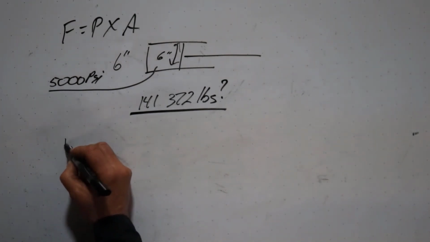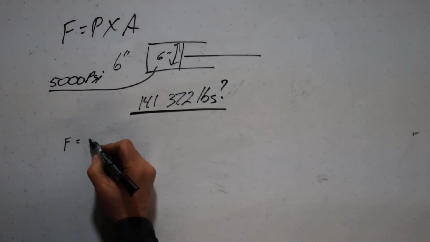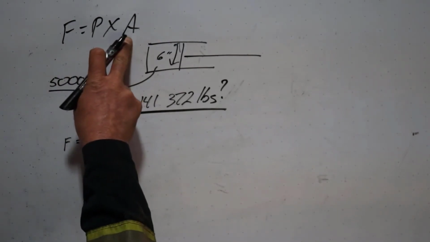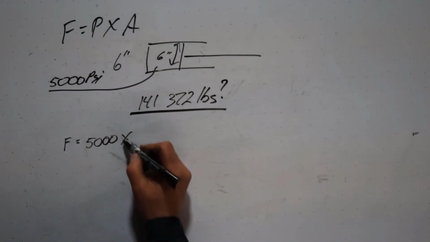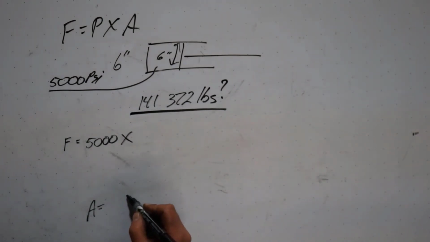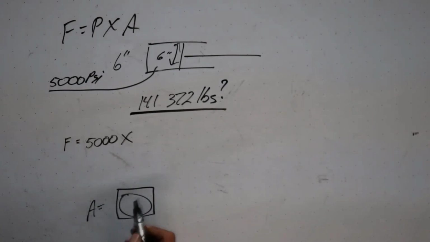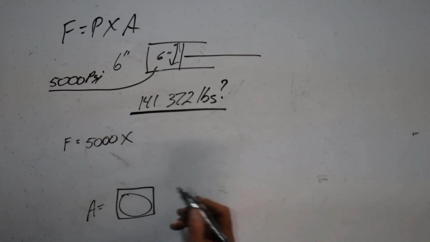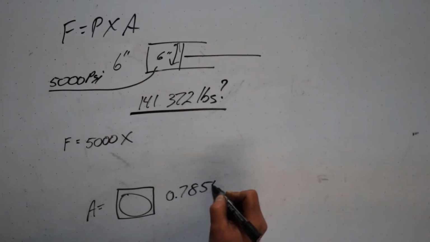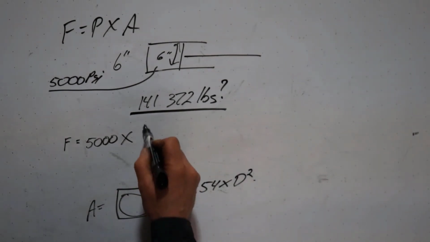So our force equals pressure, which we know is 5,000 psi, times the area, which we need to figure out of the cylinder. So area equals, most mechanics like to figure it out, the square and the percentage of it, that's 0.7854. So let's do it that way. So area equals 0.7854 times diameter squared.